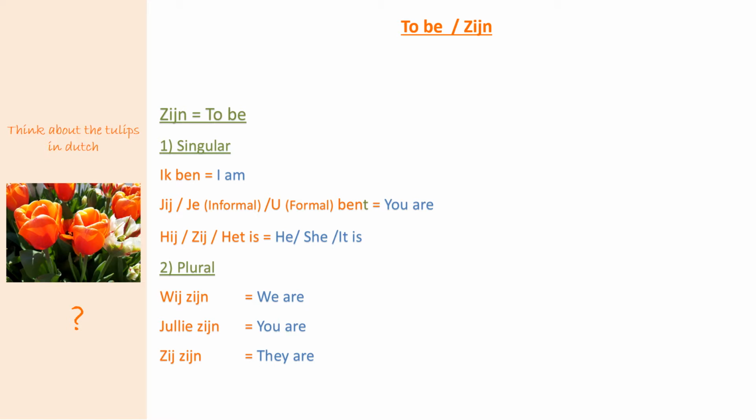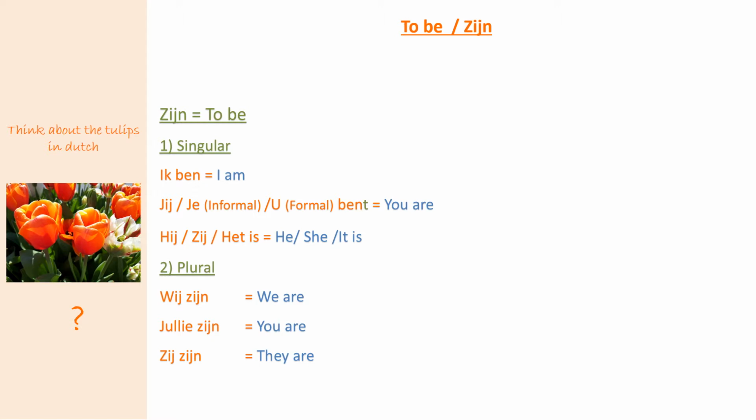Ik ben. I'm. Jij, and je for the informal way, or u for the formal way, bent. We add t to ben and it becomes bent. Jij, je, u bent. You are.